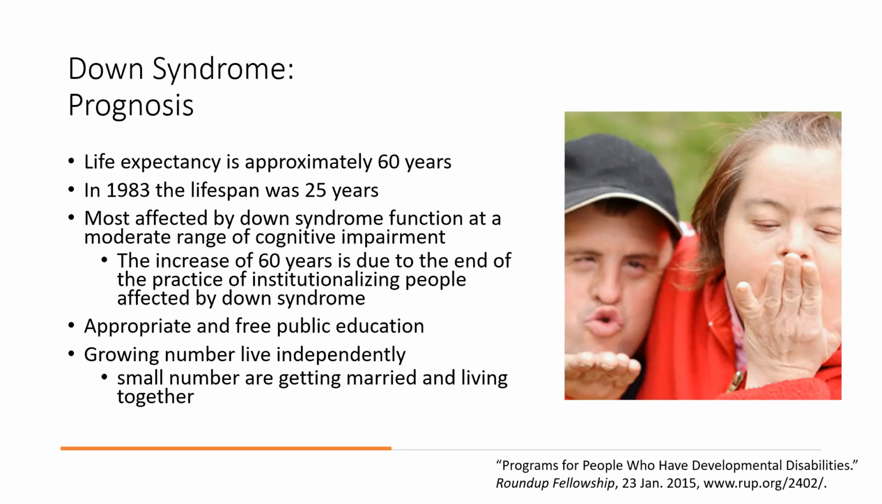By law in the United States, appropriate and free public education is required to be offered for those with Down syndrome, and this has led to an increased number of people living independently, and a small but growing number of people are even getting married and living together. There are even programs like the Roundup Fellowship in Colorado, a nonprofit organization providing programs and services for people with autism, Down syndrome, cerebral palsy, and similar intellectual and developmental disabilities.